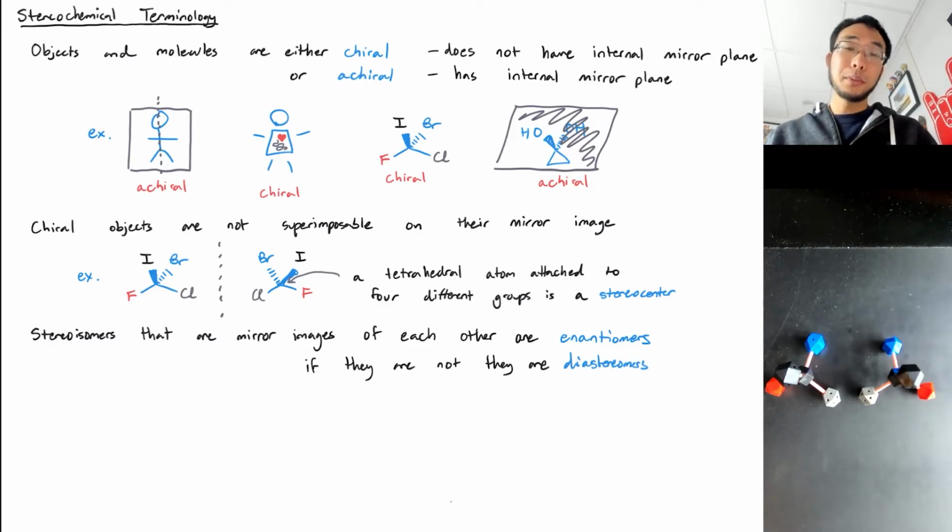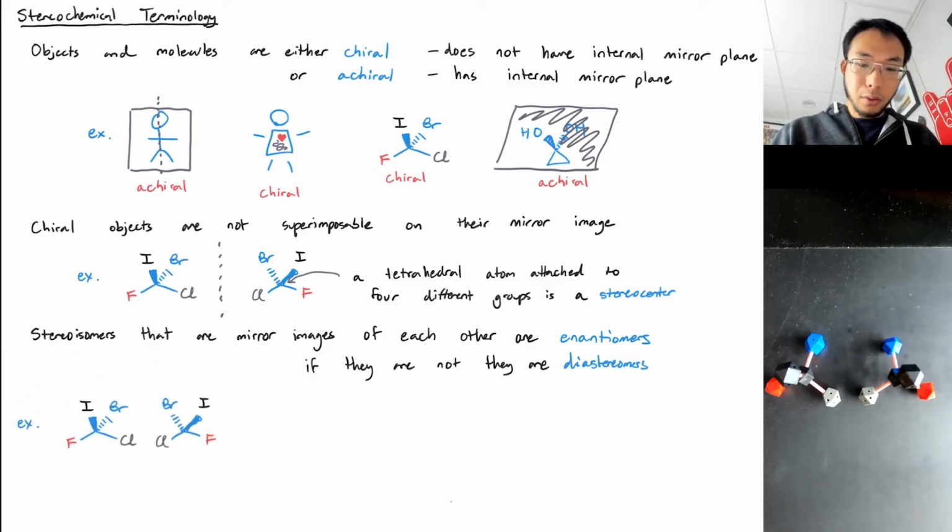So let's go through some examples of determining whether things are enantiomers or diastereomers. So the first one is our tetrahalogenated methane. We've already seen that these 2 drawings are mirror images of each other. And so in other words, the mirror image of the left molecule here is the same thing as the right molecule or right drawing.